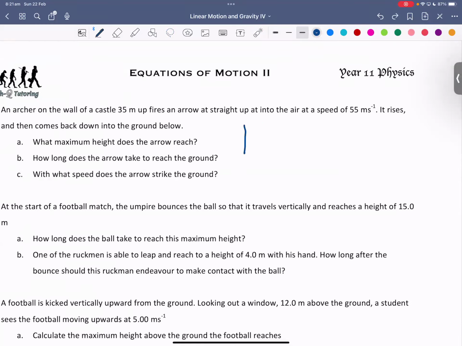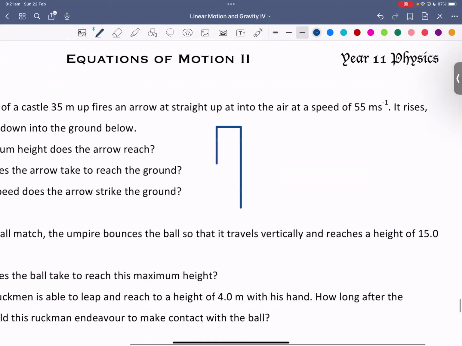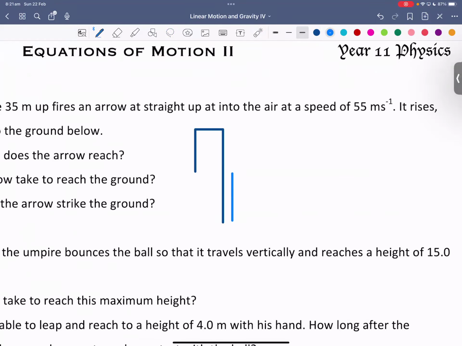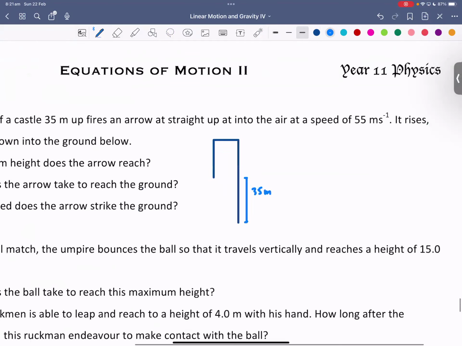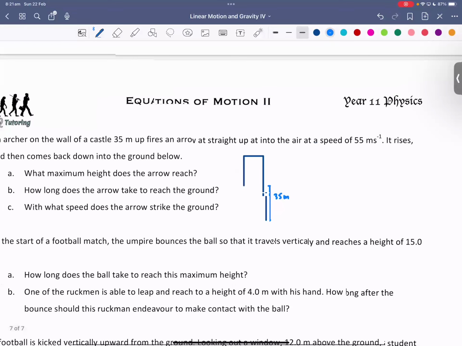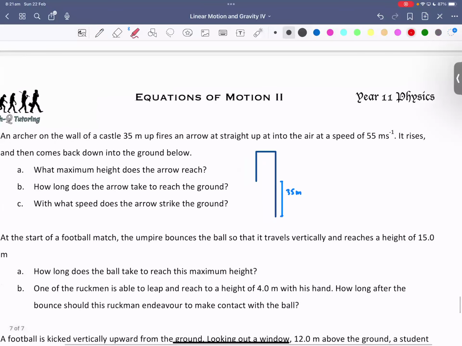He's on the wall, so it actually goes down. This is 35 meters. You can see how similar this question is to what we did earlier. Alrighty. What maximum height does the arrow reach? Does everyone in the class agree that we only look at this part of the journey to begin with? We only look at that part of the journey, otherwise I can't work out the maximum height.